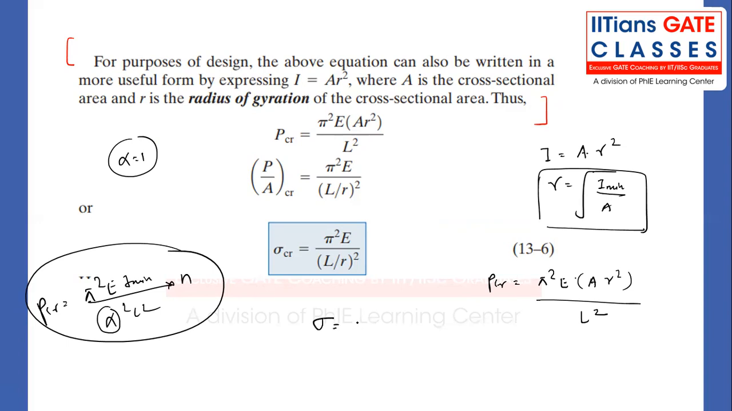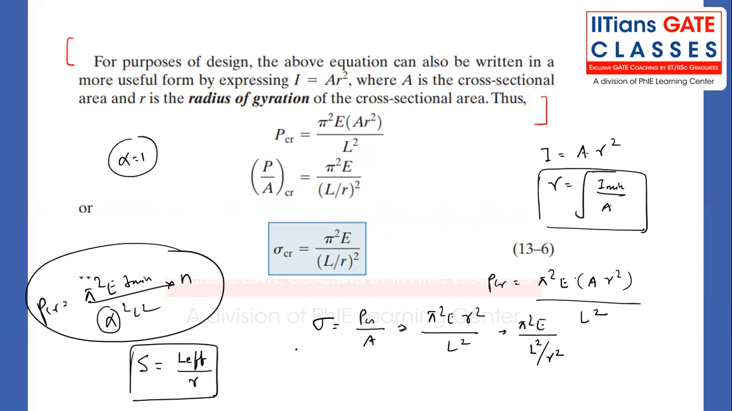Now, critical stress sigma will be what? P critical divided by area. So pi square E R square divided by L square, that is pi square E divided by L square over R square. I'm calling this one term the slenderness ratio. That is nothing but L effective divided by the radius of gyration. Note down.